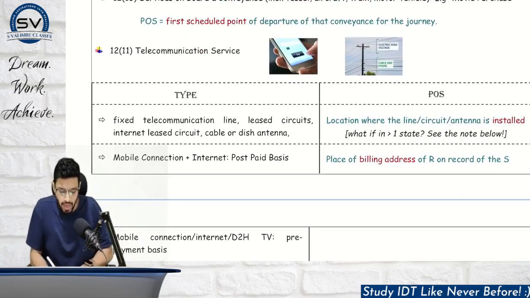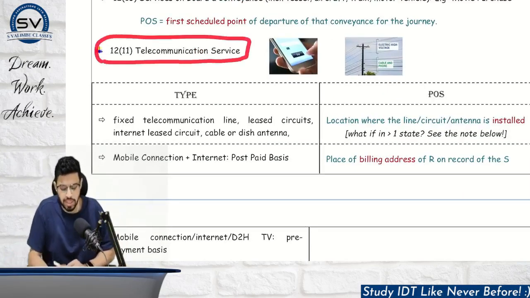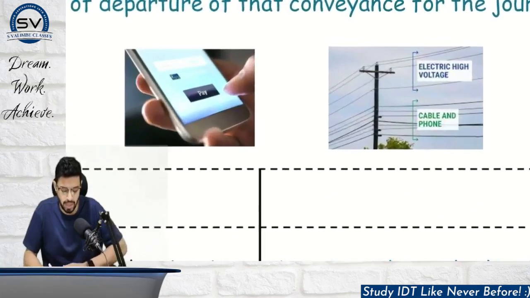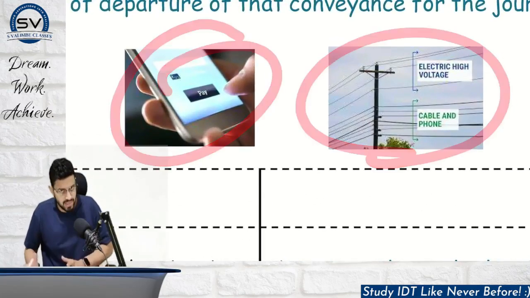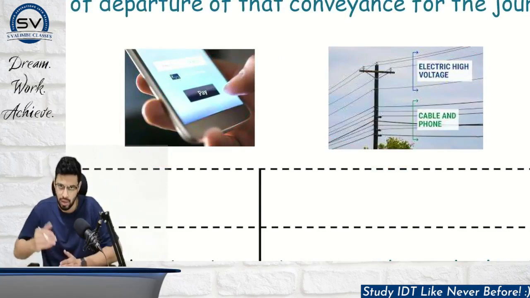Now telecommunication service, section number 12, subsection 11. This is very, very important. Basically all the telecom related services are covered: mobile recharges, fixed line, internet, cable, all those are covered. Okay, let's start.